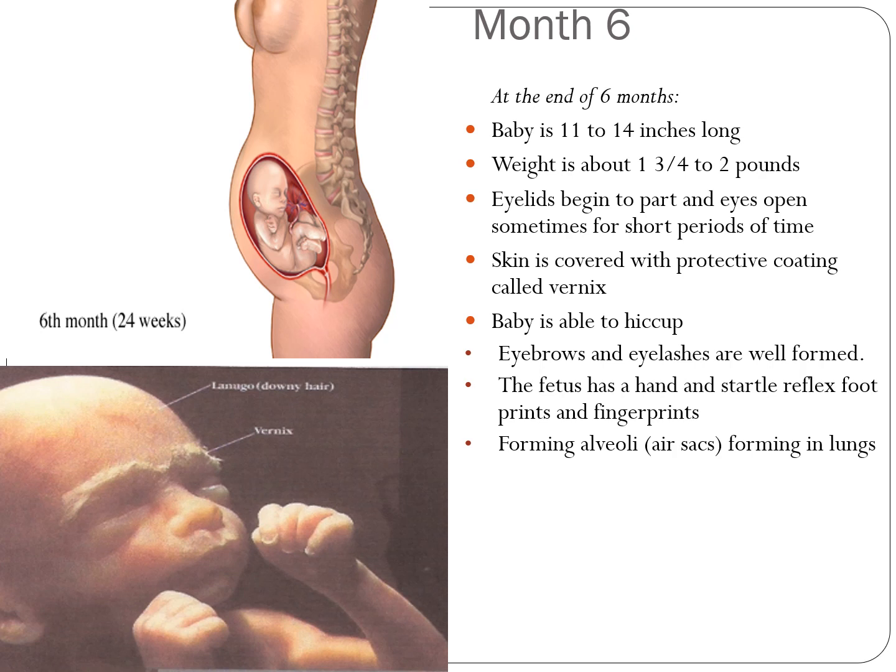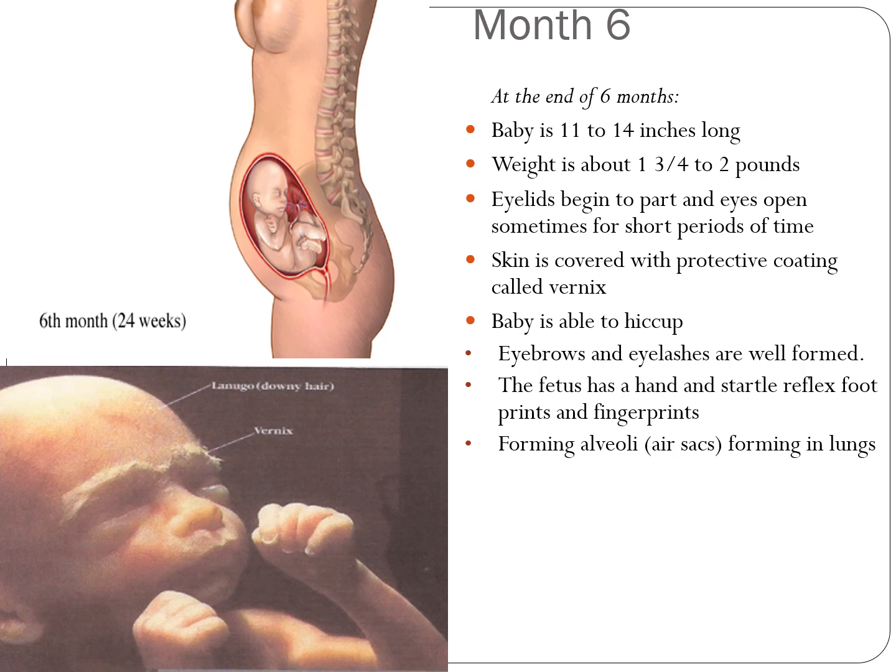The 6 months, it is 11 to 14 inches, weigh until 2 pounds. The eyelids begin to part and the eyes open sometimes for short periods. So, nabukas na yung eyes. Okay, the skin is covered with protective coating called vernix caseosa. Ano yan? Yan yung malagkit and it helps for the temperature pag lumabas na yung ating fetus.